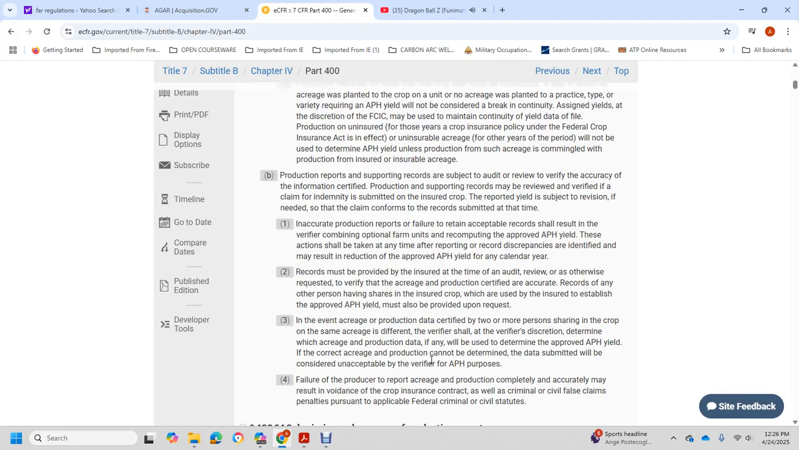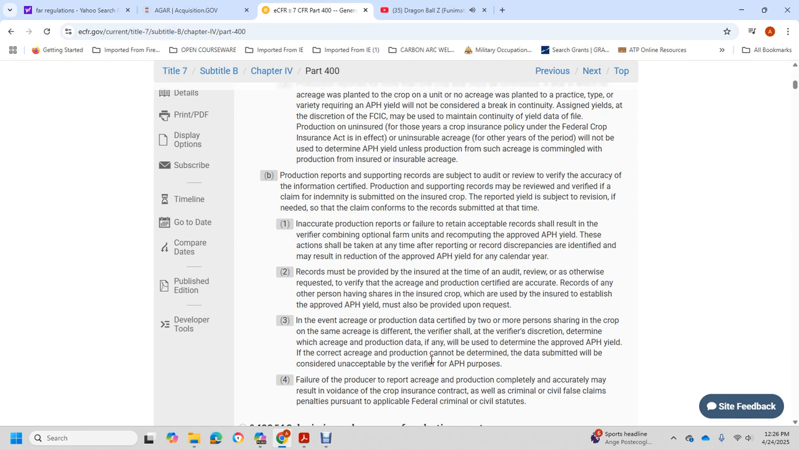Inaccurate production reports or failure to retain acceptable records shall be resolved by combining the optional units and recomputing the approved actual production history yield. This action should be taken at the time after the record discrepancy is identified, with the main result being the recomputation of the approved actual production history yield for any calendar year.